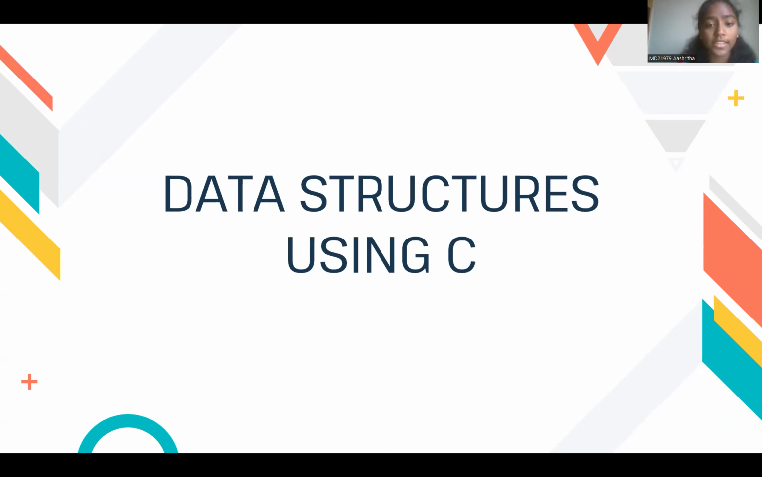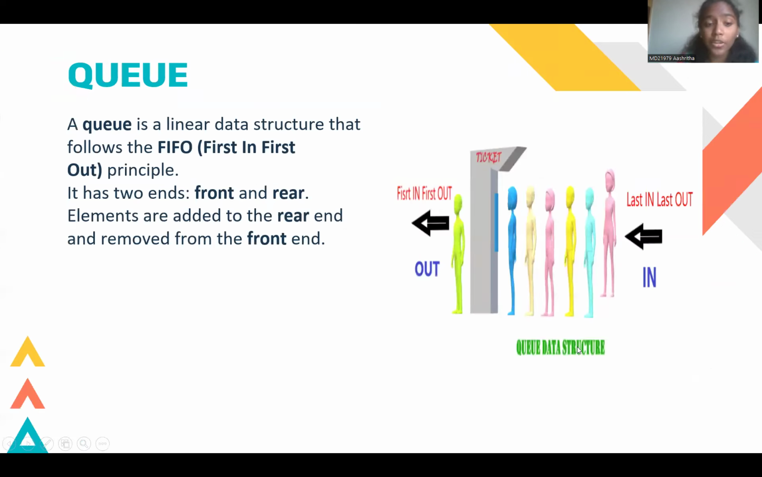Today our topic is data structure using C. The second topic in data structure using C is queue. A queue is a linear data structure that follows the FIFO principle. FIFO means first in, first out principle. It has two ends, front and rear. Elements are added to the rear end and removed from the front end.